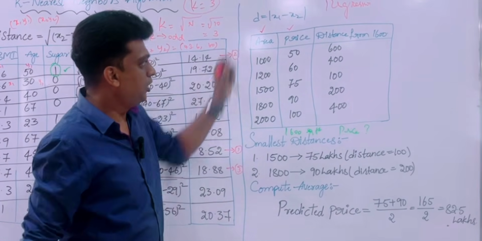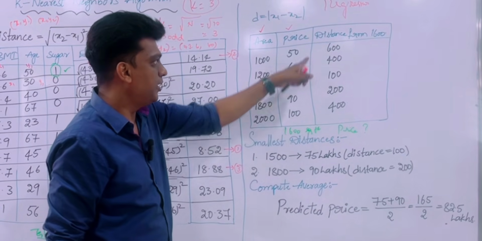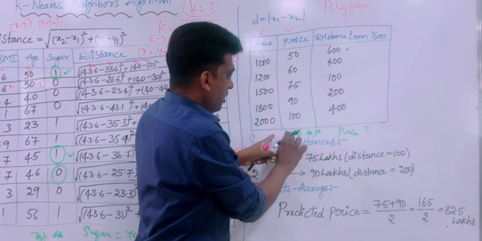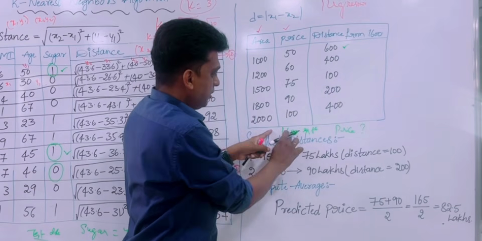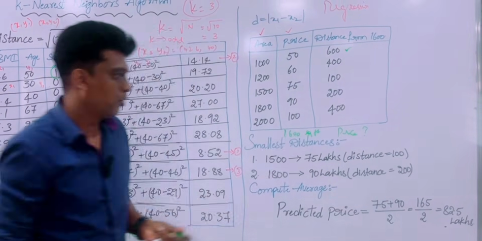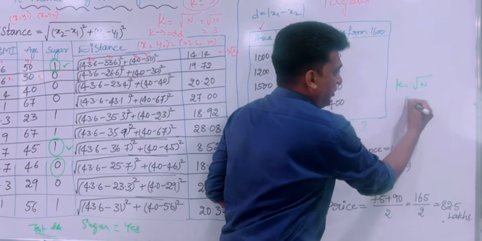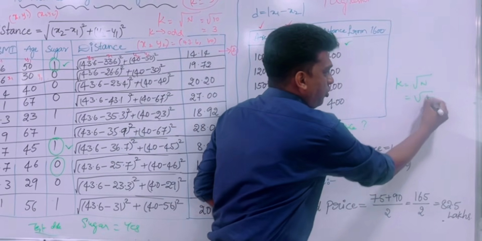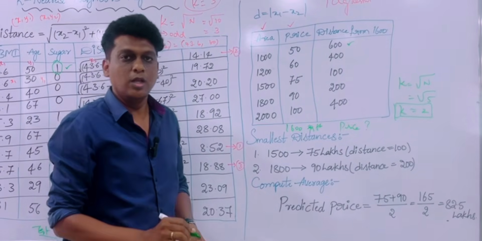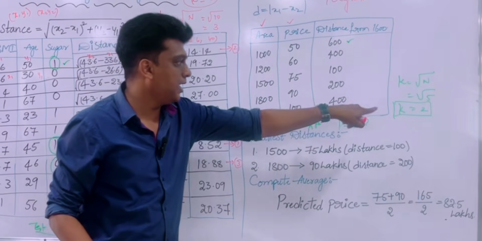Now we need to identify. This is the 1600, so from 1600 we need to calculate the distance. 1600 minus 1600 is 0, then 1600 minus 1200 is 400, 1600 minus 1500 is 100, then 200, then finally 400. Here the k value is found as the square root of n, so it is root 5, which is nearly equal to 2. So in this condition k equal to 2. Here we don't bother whether it is an odd or even number; it can be any number. So k is equal to 2.